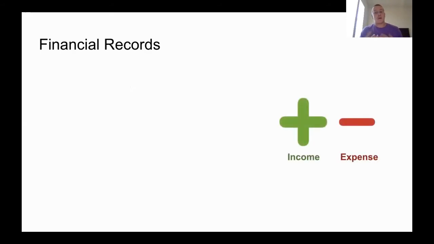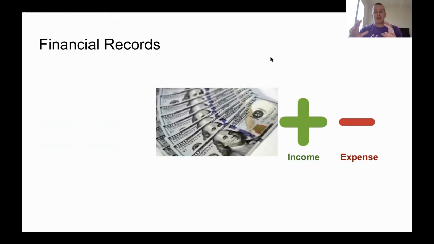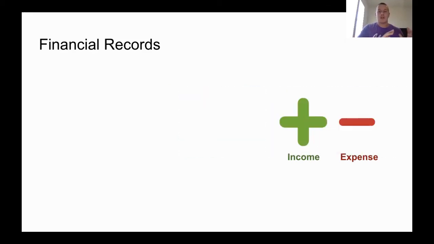So let's talk a little bit about financial records here, okay? So when I think about income, I think about positives. I think about plus, it's a good thing, money's coming my way. When I think of expenses, I think of negative, I'm losing money, it's no longer in there, okay? So think about it like this. Income means money is going into your bank account. So if money is going into your bank account, that's a good thing, that's income. If money is leaving your bank account, that is considered an expense, okay?